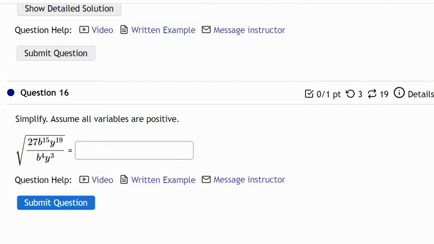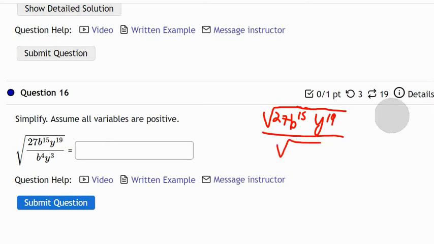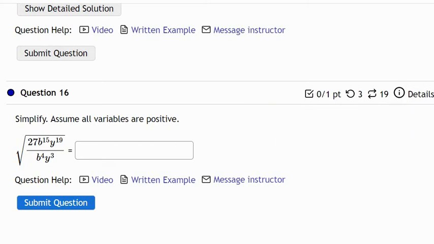So for this last one, we're doing exactly the same thing. I'm going to move a little bit more quickly here. So for instance, I'm breaking it up into the square root of 27b to the 15th y to the 19th divided by the square root of, oh, actually, we shouldn't break this one up right away. What we should do right away is actually simplify on the inside. I didn't realize these have the same base.